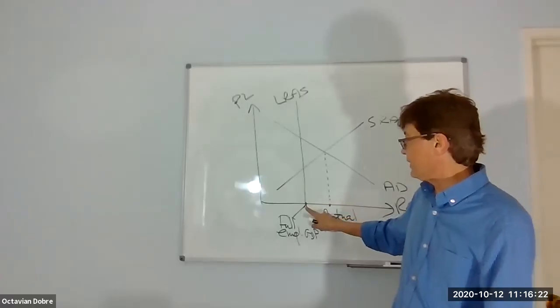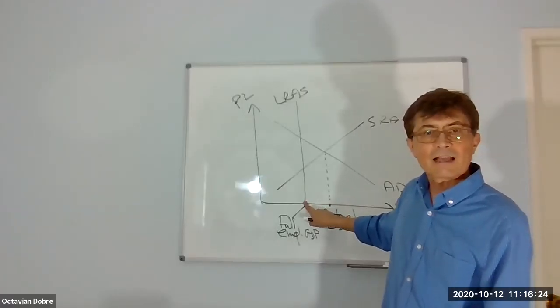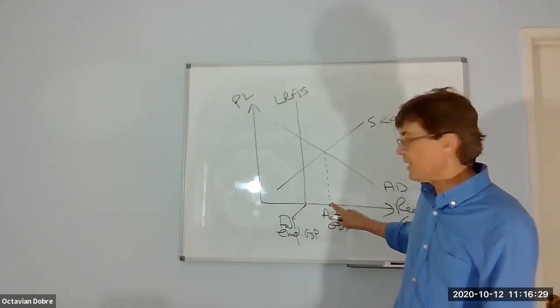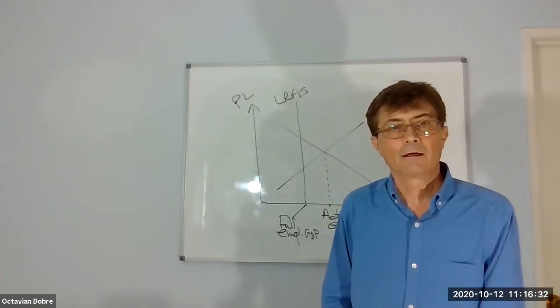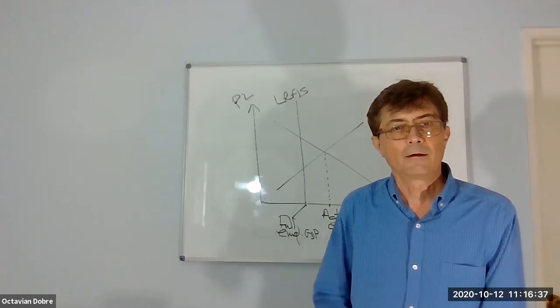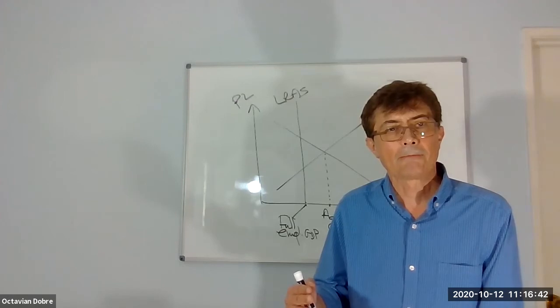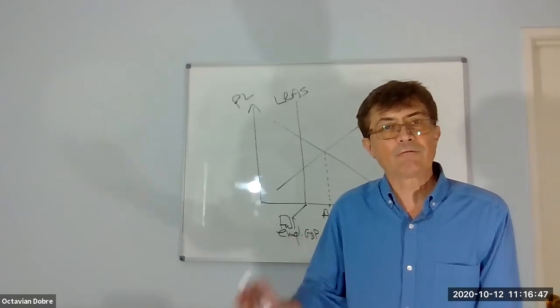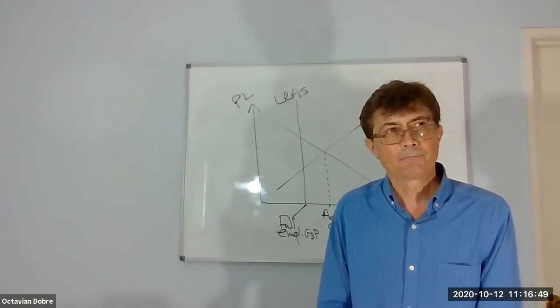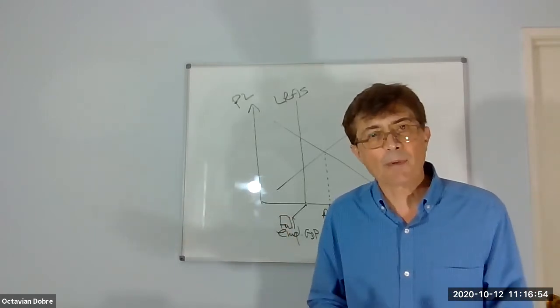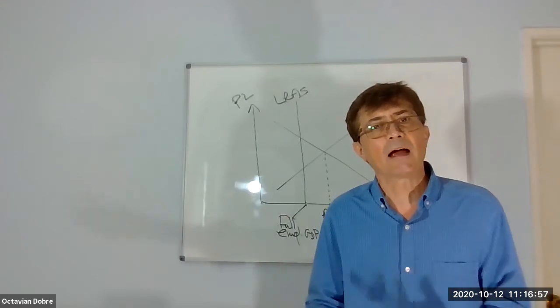This is full employment GDP here. Let's say full employment GDP is $10 trillion. We are actually operating where? More or less? More. We are operating beyond full employment GDP. The economy is overheated. Can it happen? Yes, for short periods of time, it can happen.